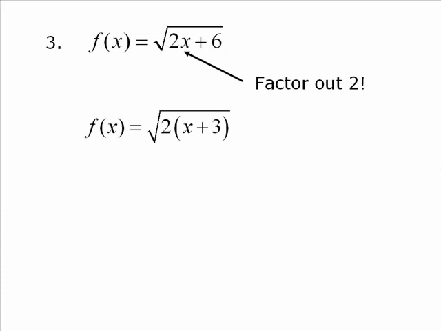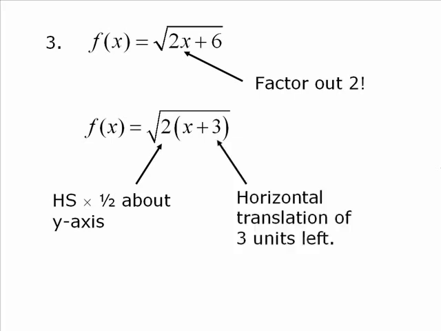And now, and only now, can we recognize the horizontal translation. It's not 6. It's actually 3. But in the meantime, I note that there is a horizontal stretch by a factor of 1/2 about the y-axis. So again, it's the reciprocal of that factor with 2, or factor with x. And then we see we have a horizontal translation of 3 units left.